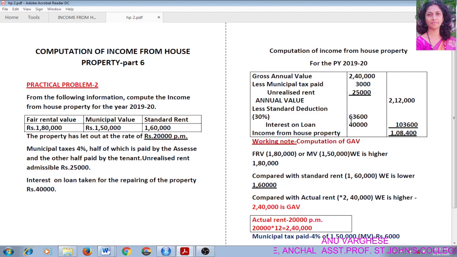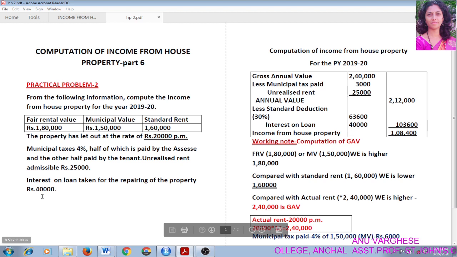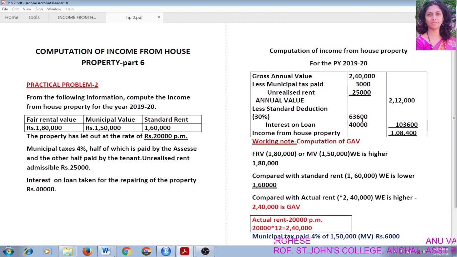It is given that interest on loan taken for repairing the property is rupees 40,000. So deduct interest on loan rupees 40,000. Deduct 63,600 and 40,000 from 2,12,000. You will get rupees 1,08,400. That is income from house property. Okay, thank you.